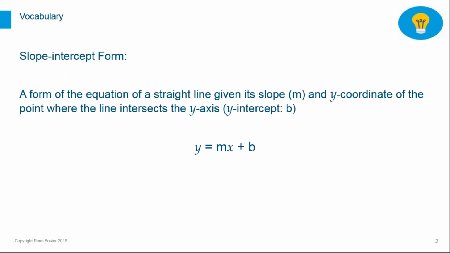So again, y equals mx plus b is a way that we can write out equations for straight lines to define them and also to graph them. And in this video, we'll look at how to define the line using that form and how to graph it from the given equation.